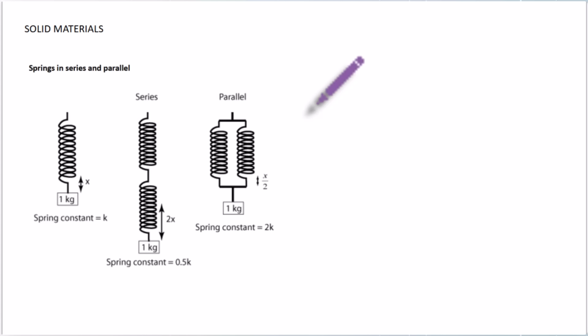Now let's move on to solid material section. In the most recent paper, that is Jan 26, you had to find out the combined spring constant. So this is a very good time to just review the whole concept. So let's say if you have just one spring of spring constant K, and if you add another identical spring with it in series, what happens is the spring constant halves. And conversely, if you add another spring with the one in parallel, the spring constant is doubled.